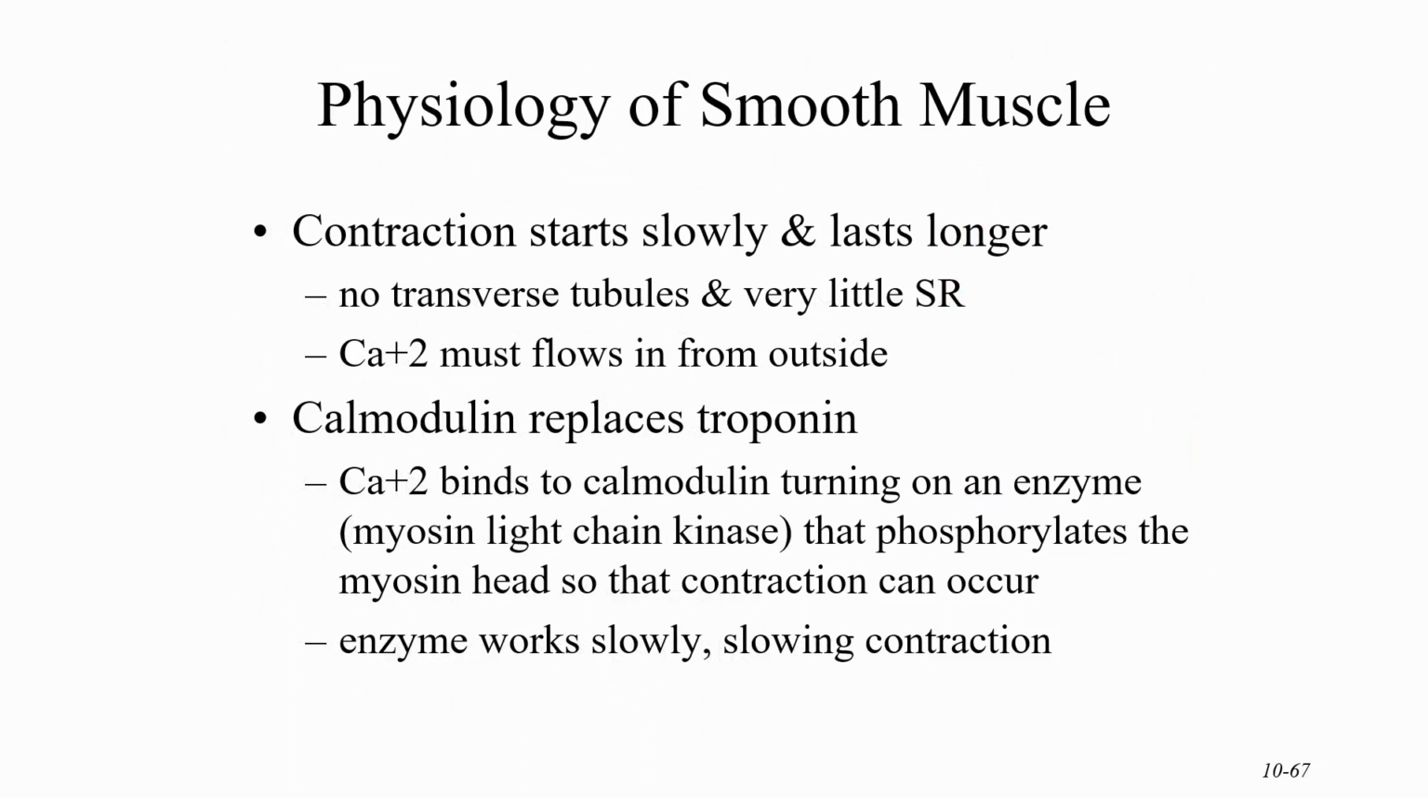Looking at the physiology of smooth muscle, contractions start slowly and last longer. There are no transverse tubules and very little sarcoplasmic reticulum, so the calcium must flow in from outside. Instead of troponin, remember troponin when we looked at how skeletal muscle contracts, it's going to use something called calmodulin. Calcium binds to calmodulin, turning on an enzyme, myosin light chain kinase, which phosphorylates the myosin head so that the contraction can occur. The enzyme works slowly, slowing down contractions.